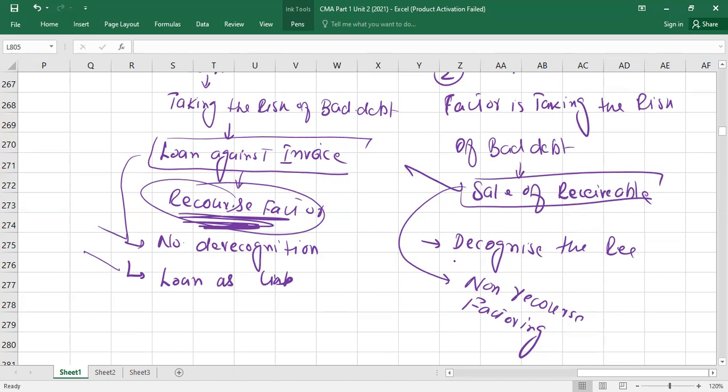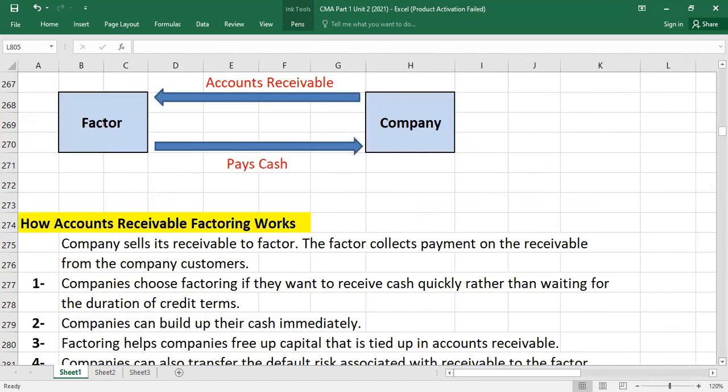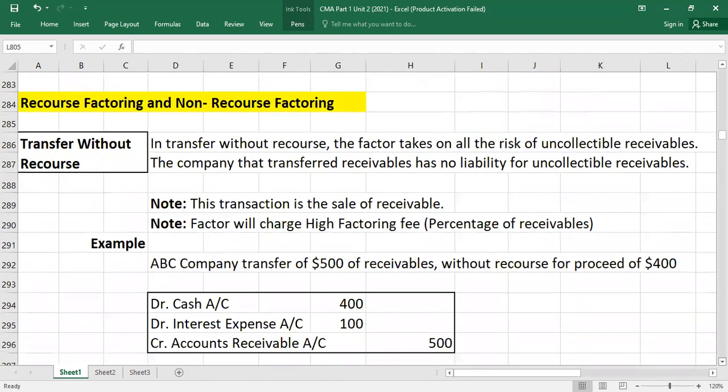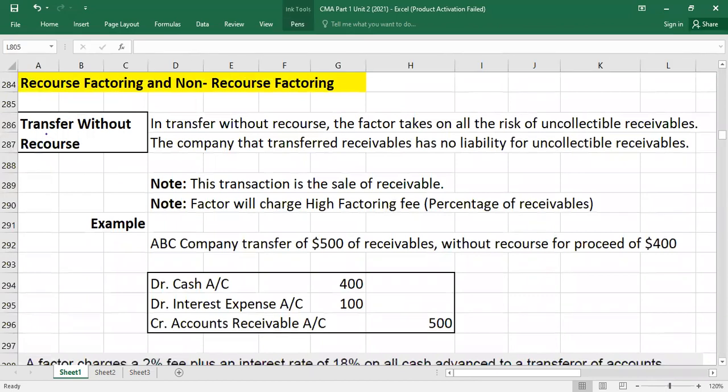Let's go through the quick examples. Okay, so here we go. When you are transferring receivables without recourse arrangement, non-recourse arrangement, non-recourse meant to say what? Who has the bad debt risk? The factor takes on all the risk of uncollectible accounts. It means it is like a sale of receivables. Right or wrong? If it is a sale of receivables, as a seller, as a company, we need to derecognize, right? And notice, the factor will charge a high factoring fee, because there is obviously a fee for this arrangement, since he is taking the risk of bad debts. He will charge a high fee also, which is mostly applied as a percentage of the receivable. Got it?